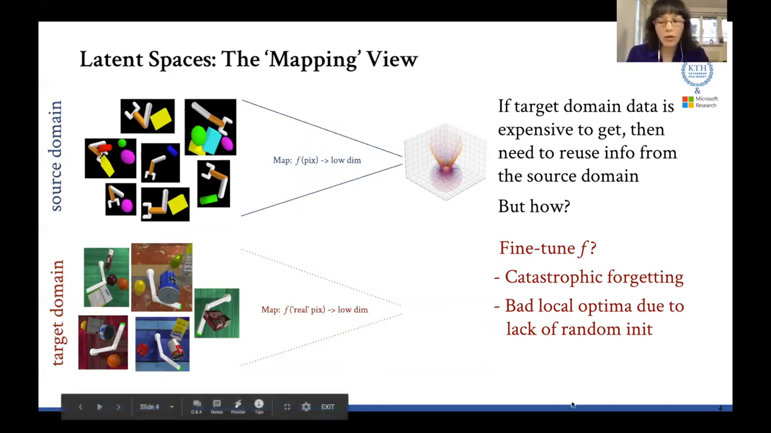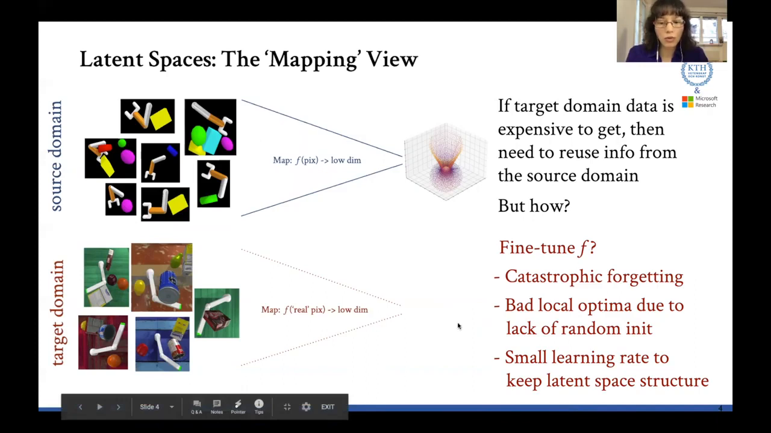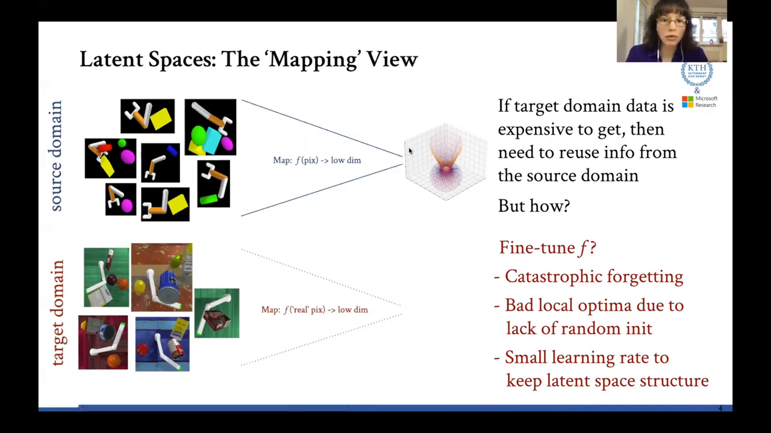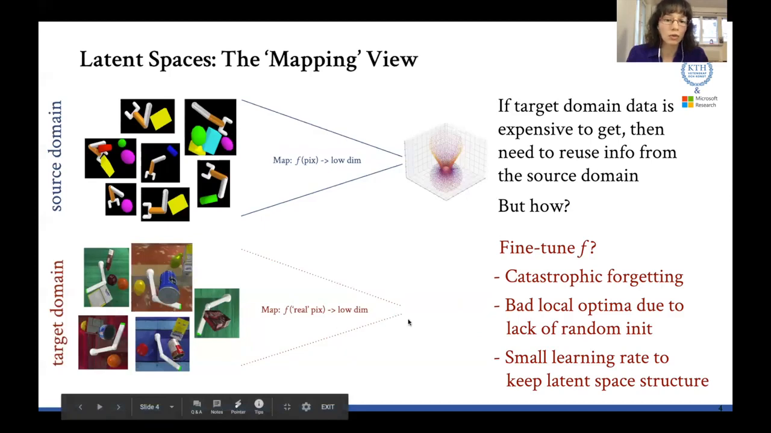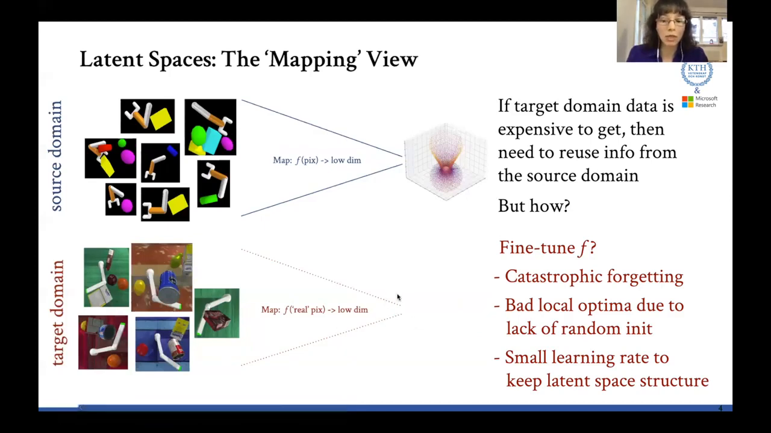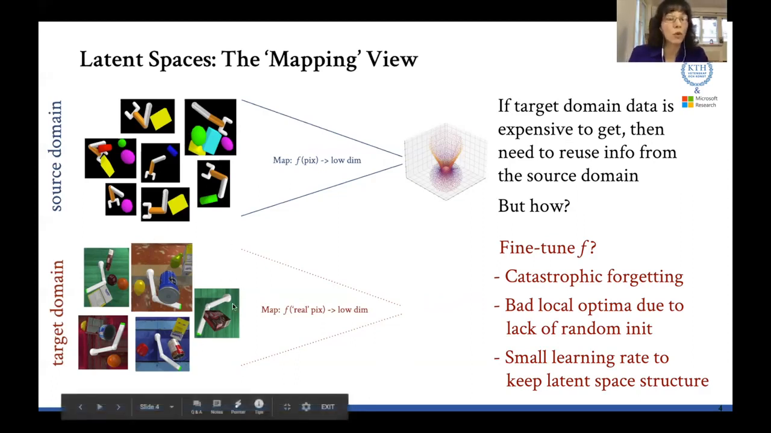And the other thing that would also have to happen is, in order not to lose this structure that you've learned here, you might have to set your learning rate pretty slow. So this means that this high dimensional to low dimensional mapping would be adapting pretty slowly. And that is not what you might want, because you actually might want to adapt from few samples or quickly.